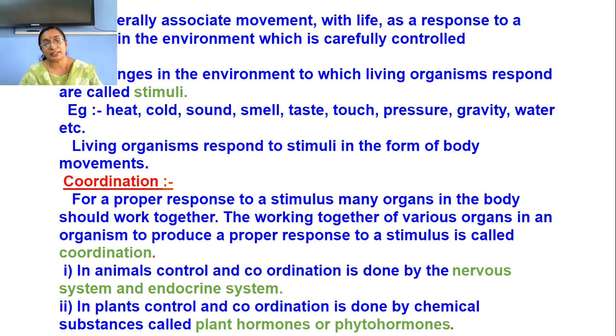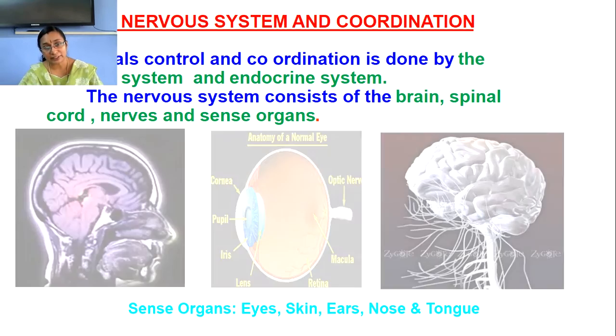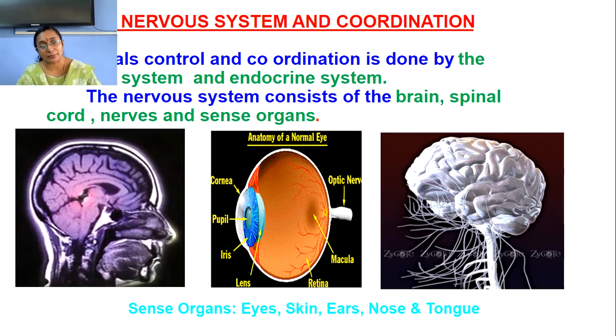In this chapter we will be studying how control and coordination is done by the nervous system and the endocrine system in animals. In plants, since they do not have a nervous system, this function is done by the plant hormones. In this first part we will be discussing the animal nervous system and coordination. In animals, control and coordination is generally done by our nervous system, supported by the endocrine system. The nervous system consists of different parts like the brain, the spinal cord, nerves and the sense organs.